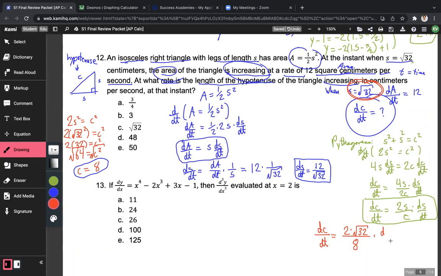And we just said that ds/dt is equal to 12 over the square root of 32. Now I get some lovely cancellations, square roots cancel out. I'm left with 2 times 12 over 8. That's 24 over 8. So the rate of change of my hypotenuse, C, with respect to time is 24 over 8, which is equal to 3 centimeters per second.